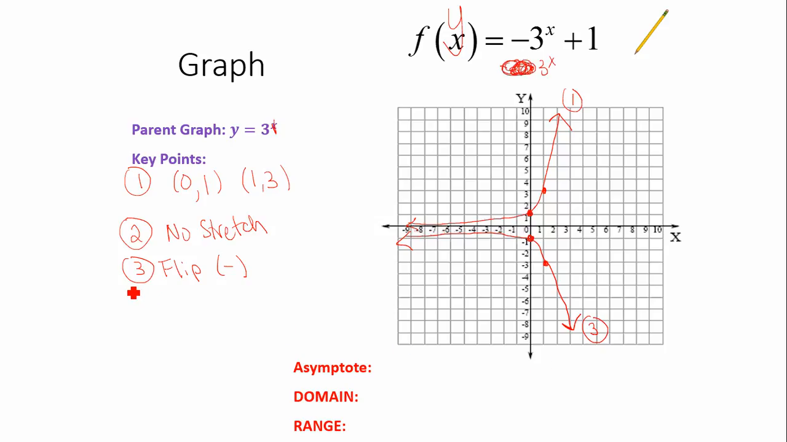Nice. And then step 4 would be to do any movement left, right, up, or down. Now in this equation, we don't have anything for left or right. It's just our x, not x plus something or x minus something. So no left or right, but I do have a +1, which is telling me I'm going to move up 1 unit. So now these points move up 1 unit, and now my graph does this. And swoosh!